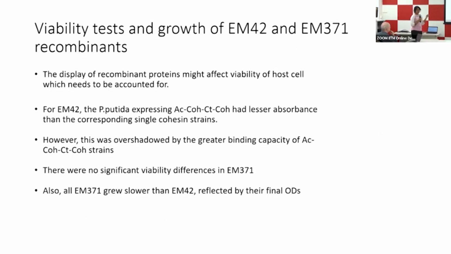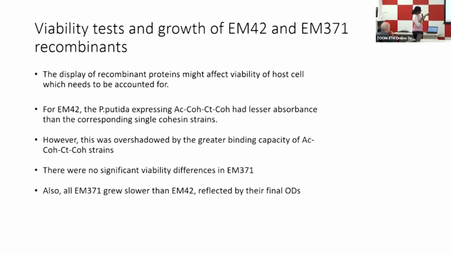And finally, we have now discussed the various factors: the cohesin-dockerin pairing and the secretion pathways. But all of these relate just to the binding on the surface. Now we discuss how the display of the recombinant proteins affects the viability of the host cells. We've seen in EM42 that the P. putida expressing both the cohesins AC and CT had a lower absorbance than the ones showing a single cohesin. This wasn't present in EM371.